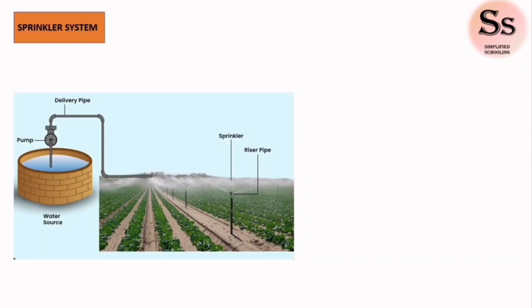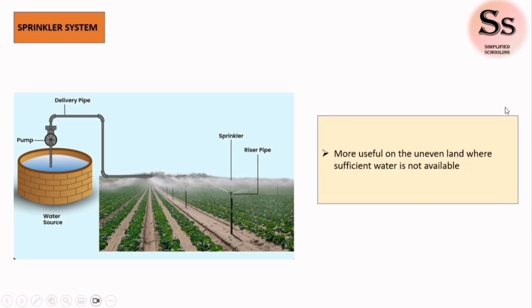This system is more useful on uneven land where sufficient water is not available. In this system, there are perpendicular pipes having rotating nozzles on the top and are joined to the main pipeline at regular intervals. When the water is allowed to flow through the main pipeline under pressure with the help of a pump, it escapes from the rotating nozzles and gets sprinkled on the crop as if it is raining. So a sprinkler is very useful for lawns, coffee plantations and several other crops.